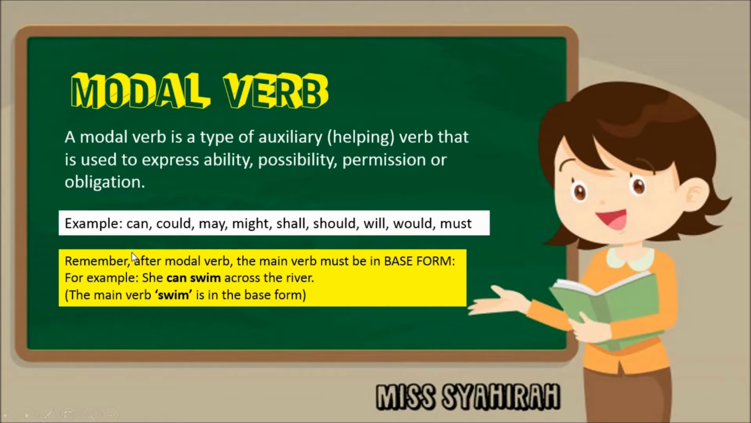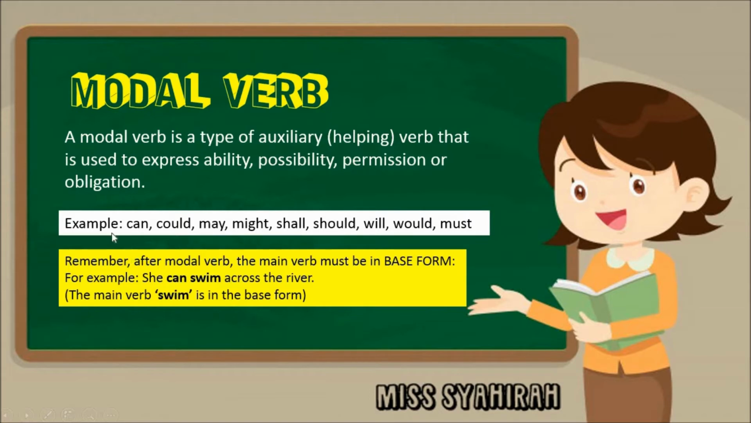And then what you have to remember is that after a modal verb, the main verb must be in base form. So maksudnya verb selepas modal verb tu must be in base form. Ejaan yang asal, no s or ed. For example, she can swim across the river. So can is the modal verb, swim is the main verb. So you have to spell it in base form. She can swim. So the main verb swim is in the base form, not swims, not swam. So you should spell it as swim, the base form, ejaan yang asal.